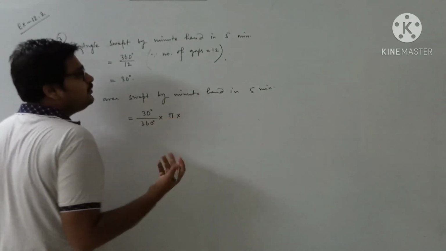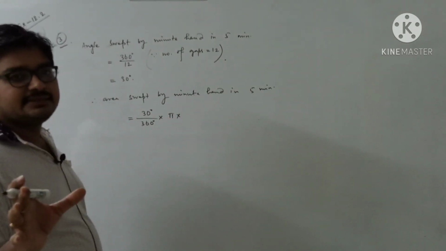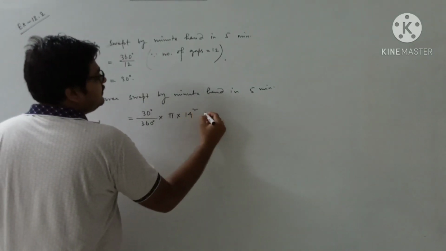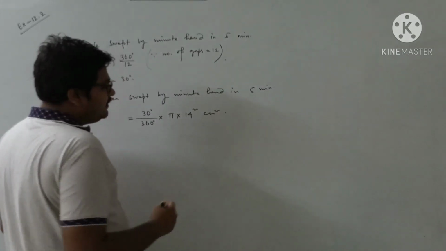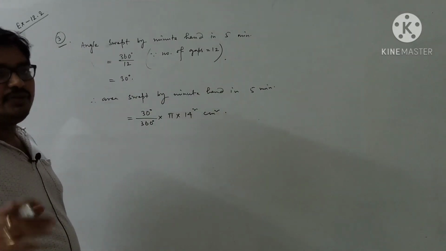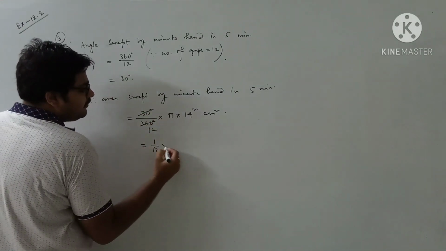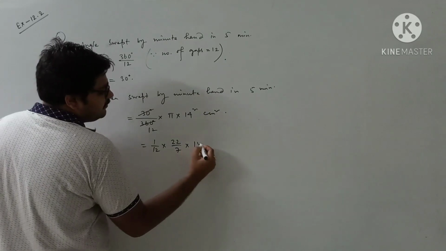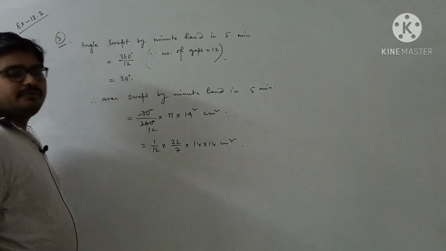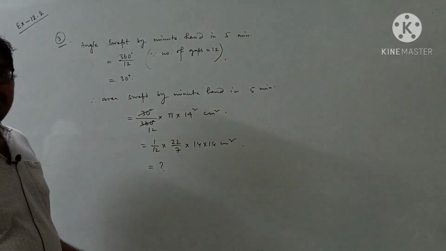Pi into radius. What is the radius? That is the length of the minute hand, that is only the radius. So what is the length of the minute hand? 14. Is the value of pi given in the question? No. So what do you put? 22 by 7. Now I think the calculation you can do yourself, so calculate it and find out the answer yourself.